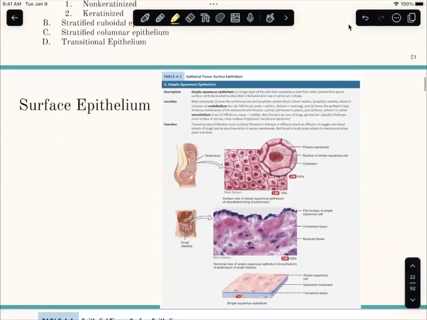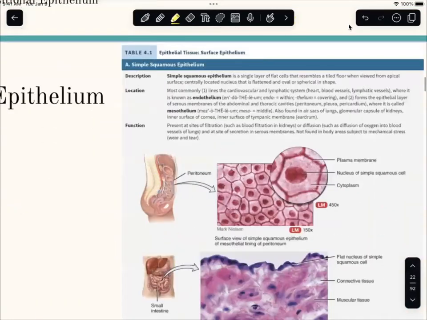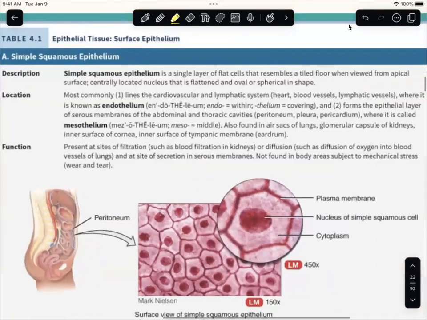So let's start with our simple squamous. That simple squamous, again, simple means it's a single layer of flat cells. I kind of like how it says it resembles a tiled floor. If that gives you a good visual of what you're looking at, then great.